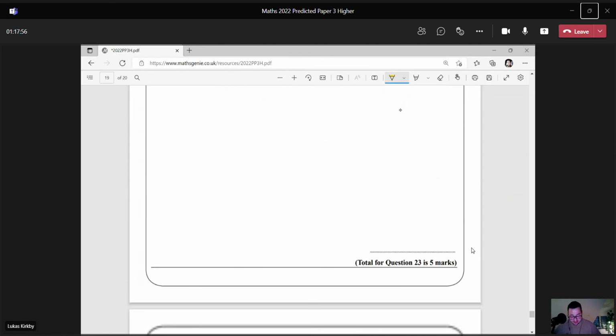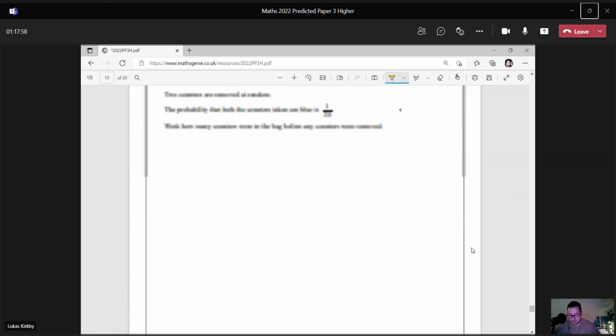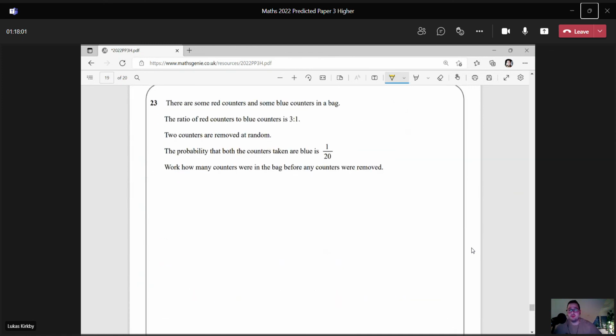Right, so we've got an extra question, but this is the last official question of the paper. There are some red counters and some blue counters in a bag. The ratio of red counters to blue counters is 3 to 1. 2 counters are removed at random. The probability that both the counters taken are blue is 1 out of 20. Work out how many counters were in the bag before any counters were removed.